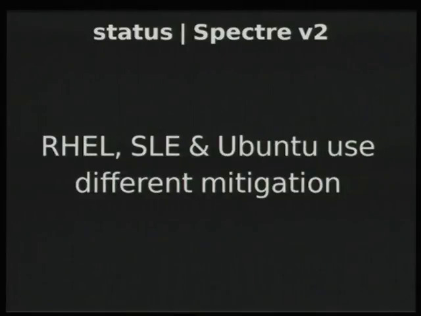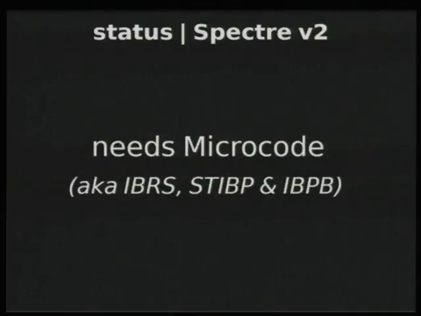Red Hat Enterprise Linux, SUSE Enterprise Linux, and Ubuntu actually don't use Retpoline. They use a mitigation that needs the microcode, or to be precise, the new commands, instructions that the new microcode brings to the systems. Here are the four-letter acronyms, or five, if you want to look them up.